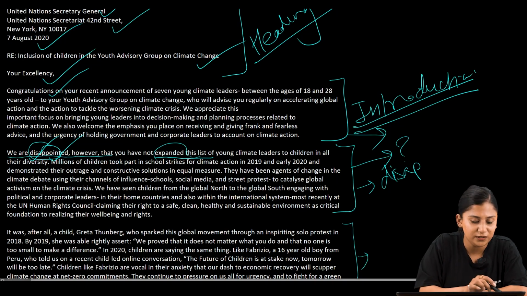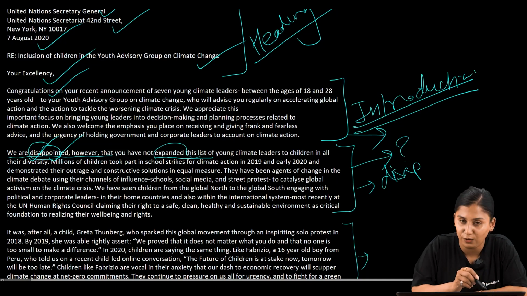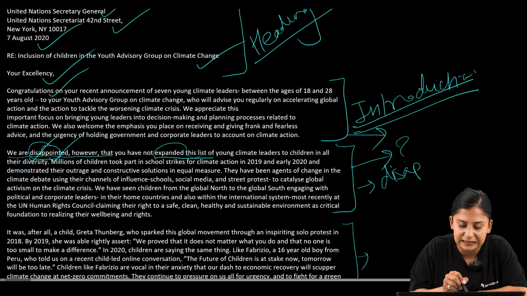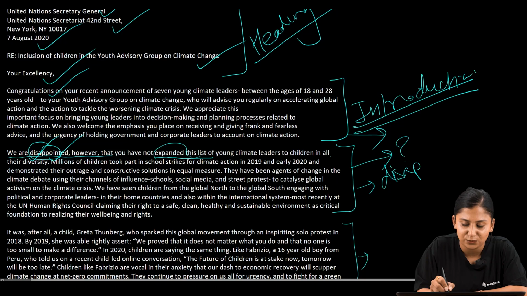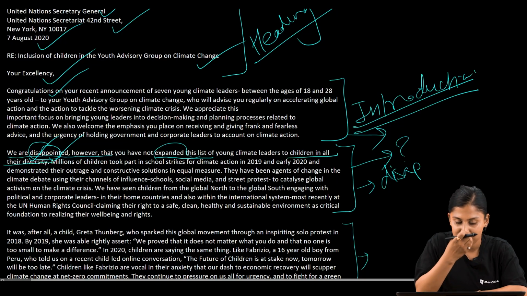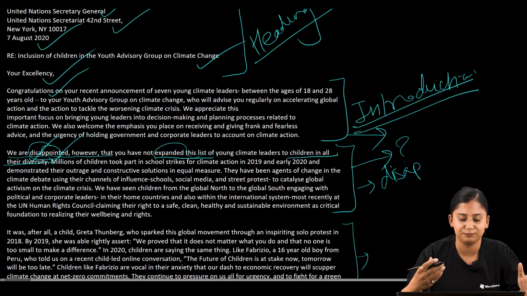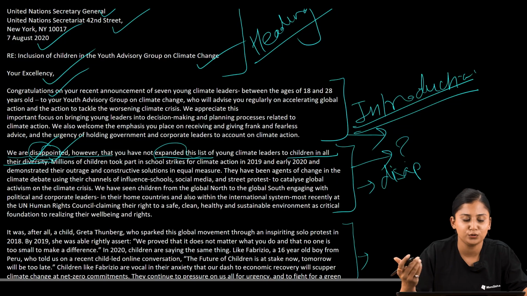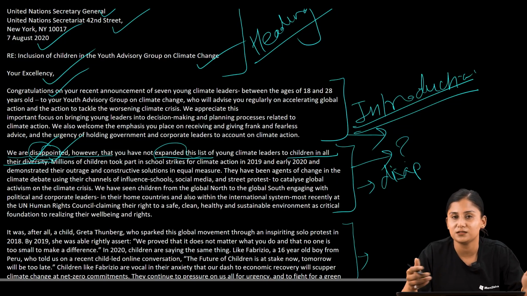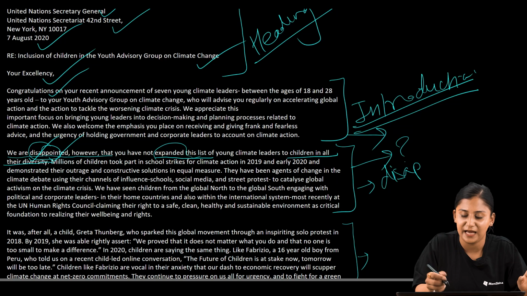Now let us find out. Let us read the very first line from the second paragraph. We are disappointed, however, that you have not expanded this list of young climate leaders to children in all their diversity. Who are not included or who are excluded here? The excluded part are the children in all their diversity. So this gives us the insight that Antonio Guterres made young climate leaders, but in those leaders he has not included children of all ages. He has limited the age, that is age 18 to 28 only.